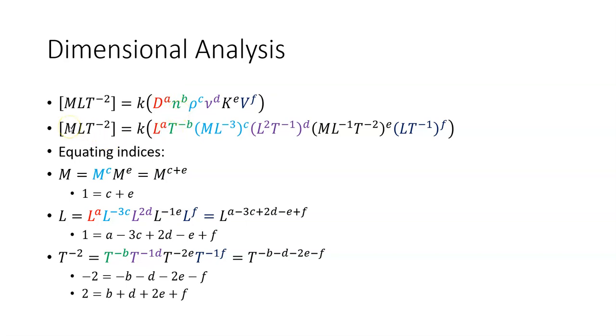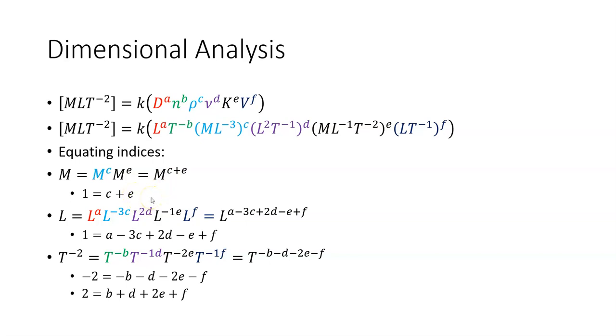Over here I have m to the power of 1. There's m to the power of c, there's m to the power of e. And from the power of indices, m to the power of c times m to the power of e is equal to m to the power of c plus e. So this is really m to the power of 1. Comparing the indices, 1 is equal to c plus e.